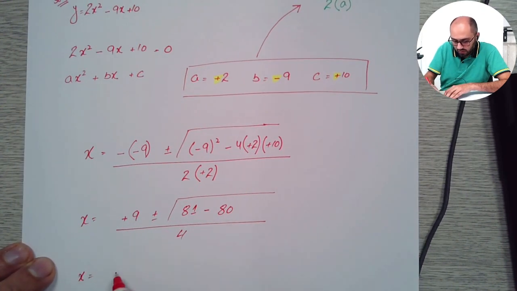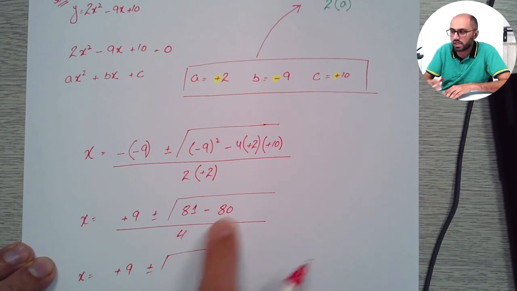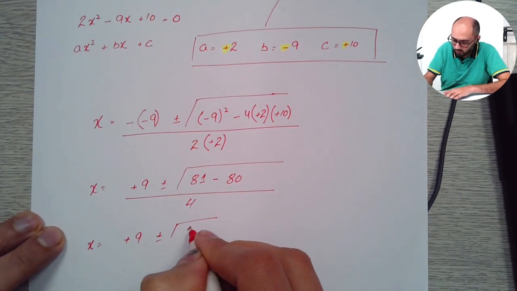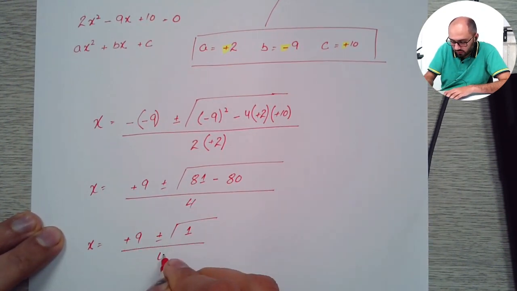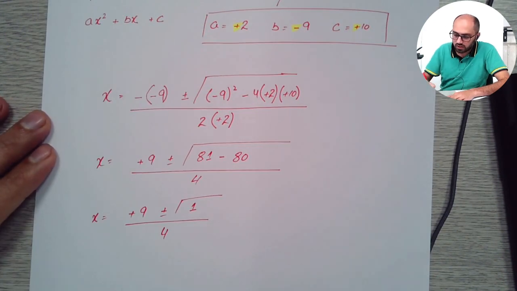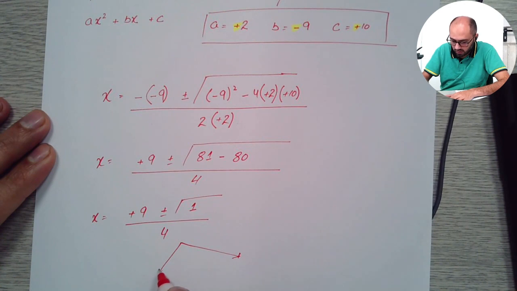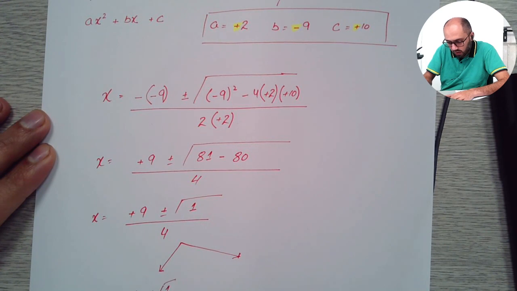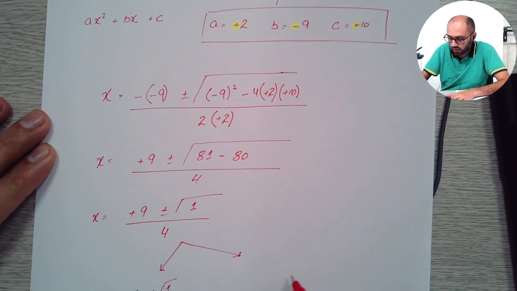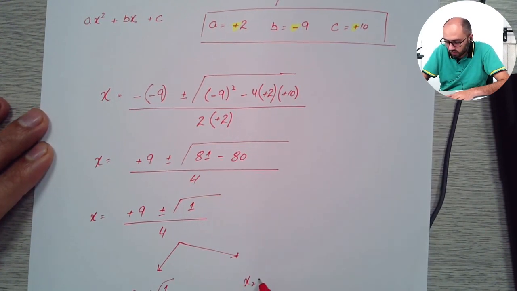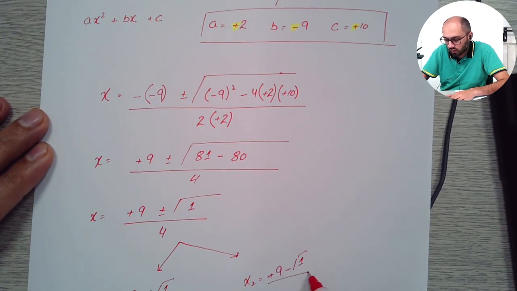And then keep this as plus 9 plus minus square root. 81 take away 80 will leave you with 1 over 4. Once you get to this stage, we can separate these two out. We will say our x1 will be plus 9 plus square root of 1 over 4. And my x2 will be plus 9 minus square root 1 over 4.